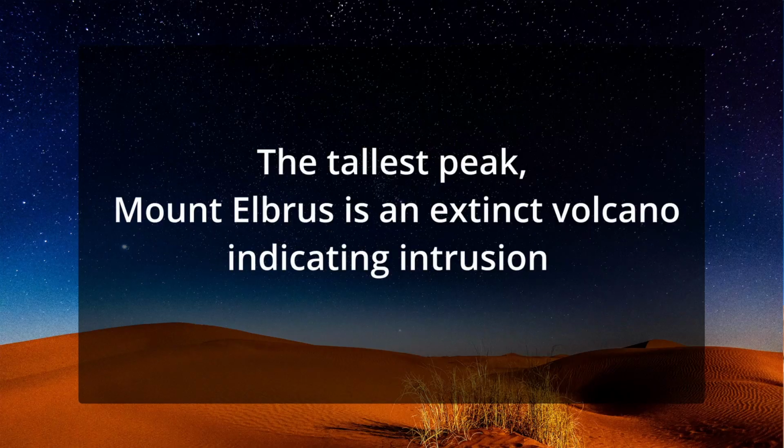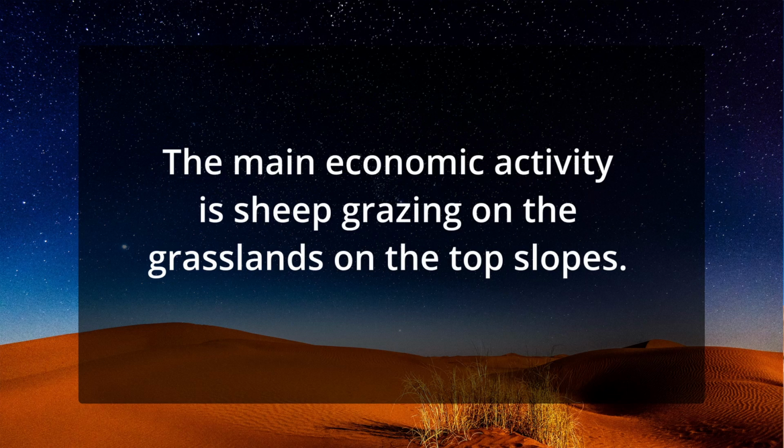Despite the prevalence of older ridges, the tallest peak, Mount Elbrus, is an extinct volcano, indicating intrusion. The mountain range serves as a climate barrier between the wet west and dry east. The main economic activity is sheep grazing on the grasslands on the top slopes.